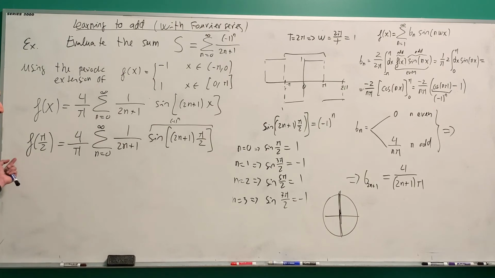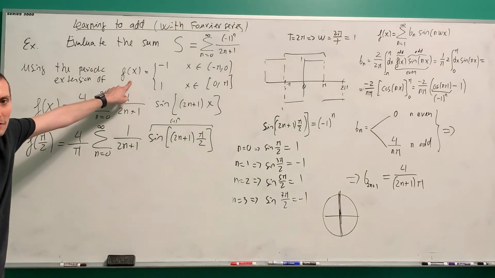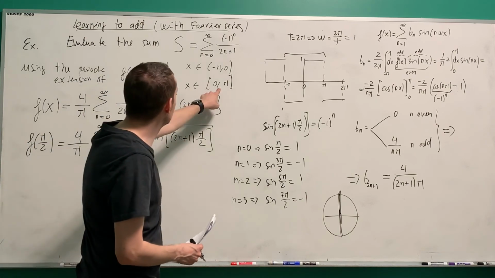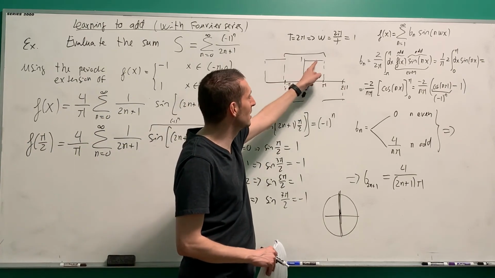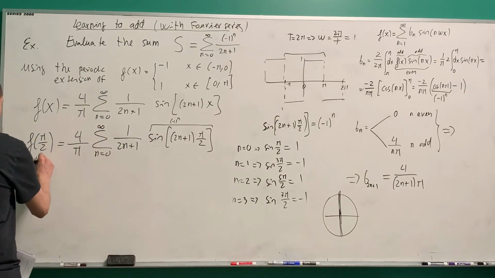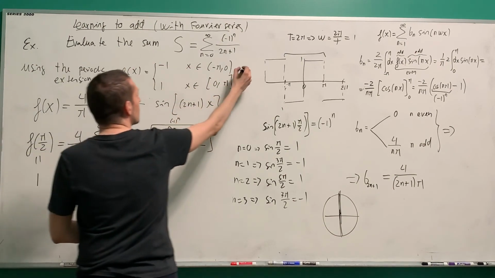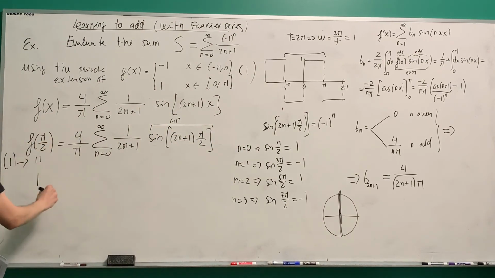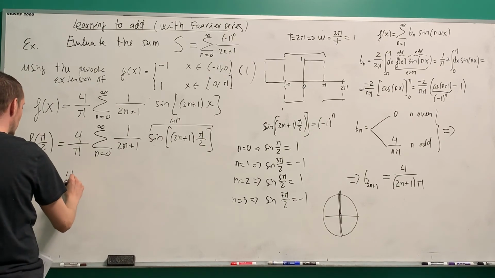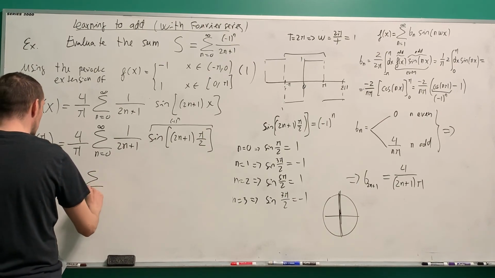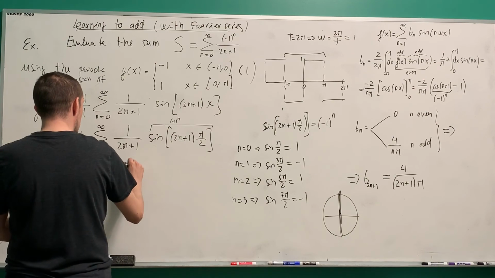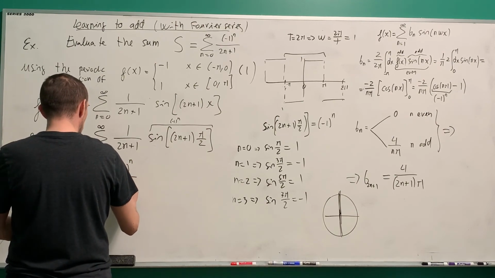Let's substitute. The left-hand side, we can substitute too. F of pi over 2, how do I evaluate it? Well, I know the value of f of x. When x is pi over 2, it is in this interval, so f is 1. I know from equation 1 that f of pi over 2 is 1 on the left-hand side. And on the right-hand side, this becomes 4 over pi times the sum n equals 0 to infinity of minus 1 to the n divided by 2n plus 1.